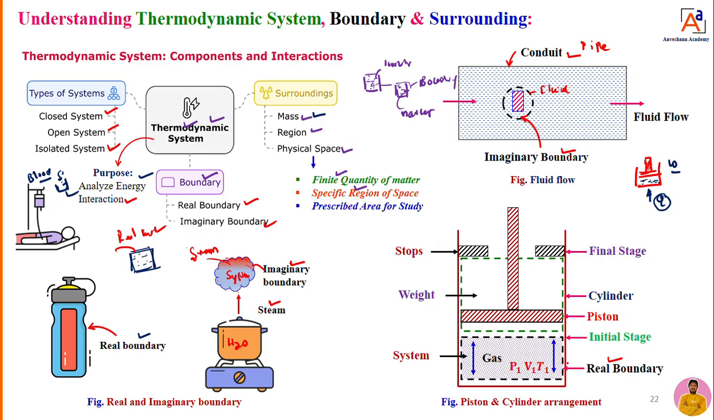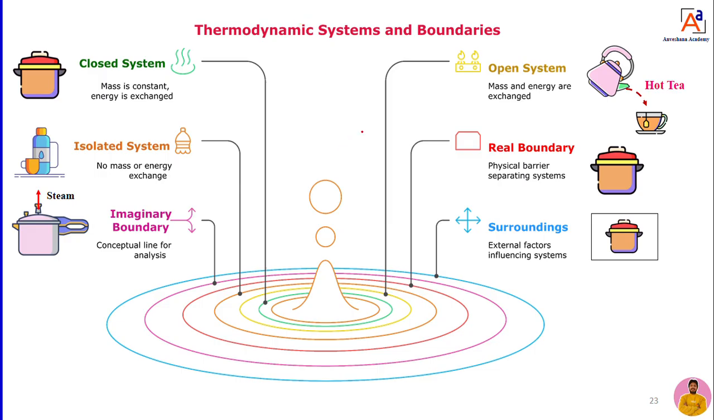In the piston and cylinder arrangement, this is the real boundary. Then what are the other examples of real boundary? I will show that with some examples. In quick recall, what is a closed system, we will discuss in upcoming classes. What is an isolated system? That also I'm going to discuss in upcoming classes.